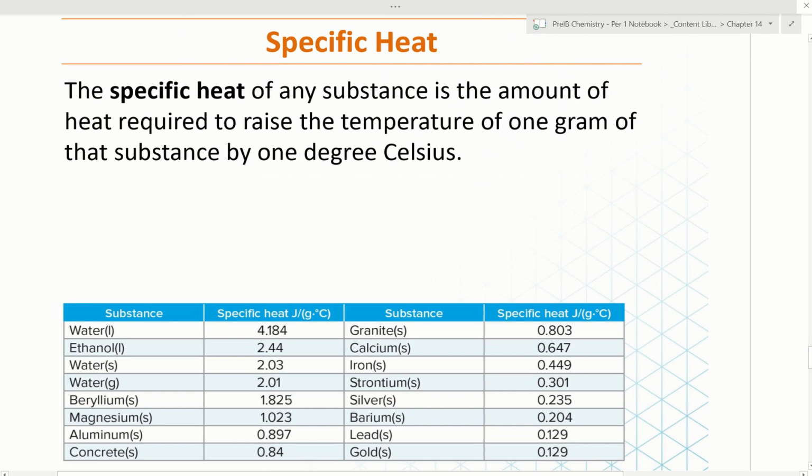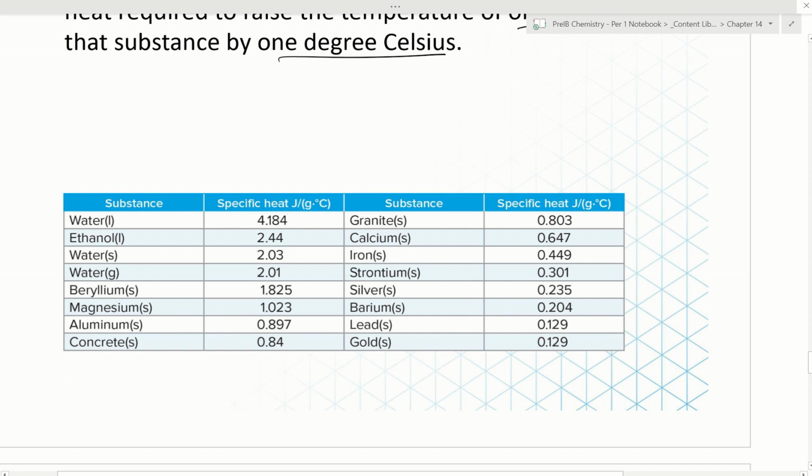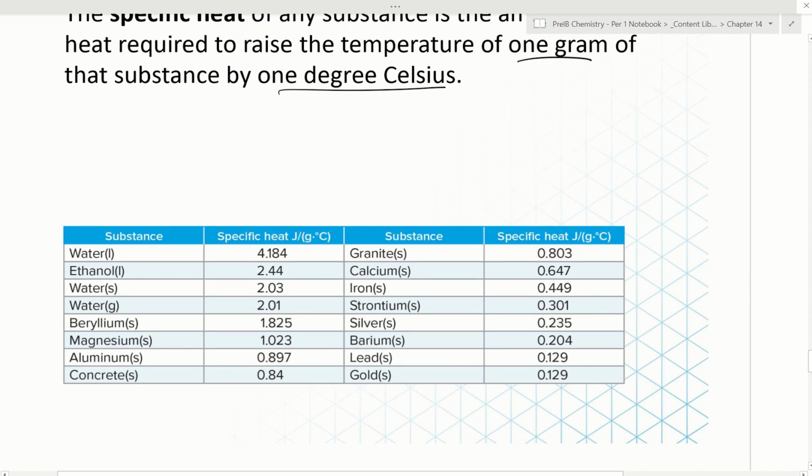All right, so the next concept is the idea of specific heat. Specific heat of any substance is the amount of heat required to raise the temperature of 1 gram of that substance by 1 degree Celsius. So some common specific heats are given here. The specific heat equation is given as C_P = Q / (m × ΔT). So that's the equation used to calculate specific heat.